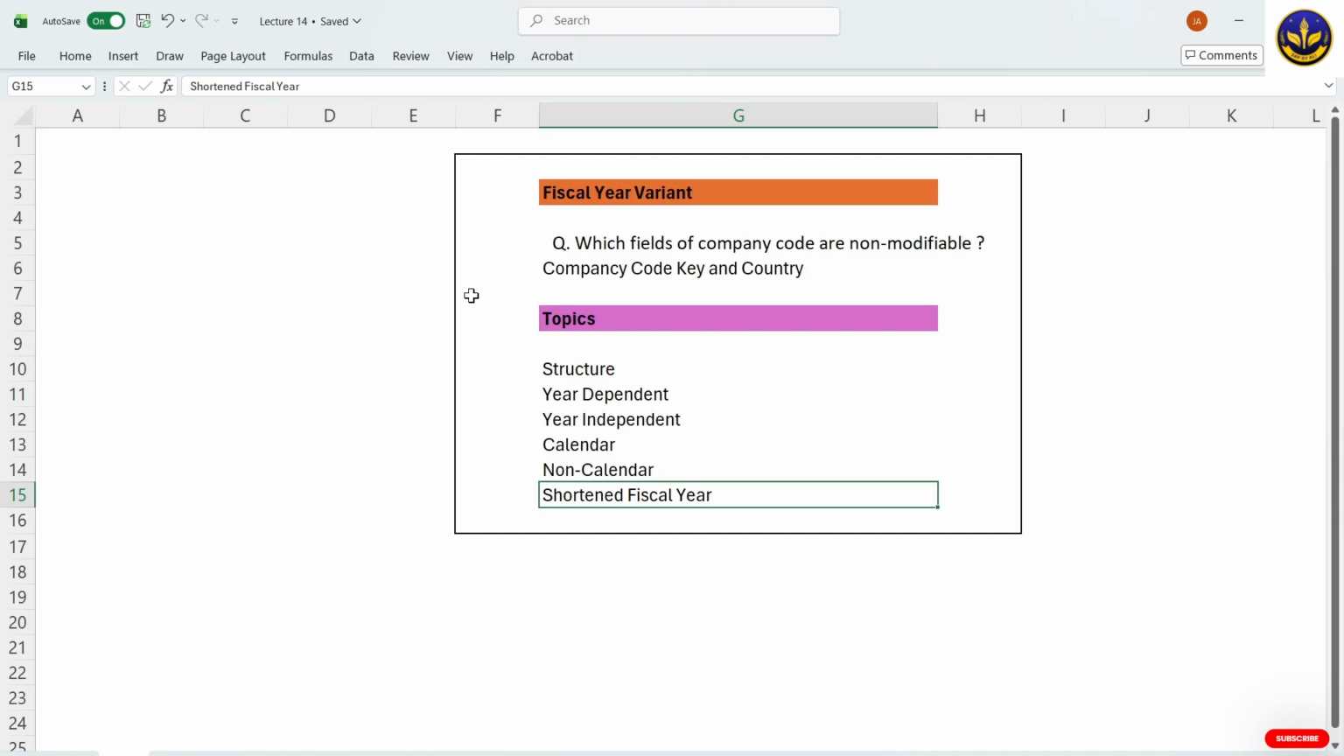Hello everyone. Today we are going to discuss the global financial settings. Okay, so we will be covering a whole series of those settings. In that, the first topic would be fiscal year variant. We are going to discuss.